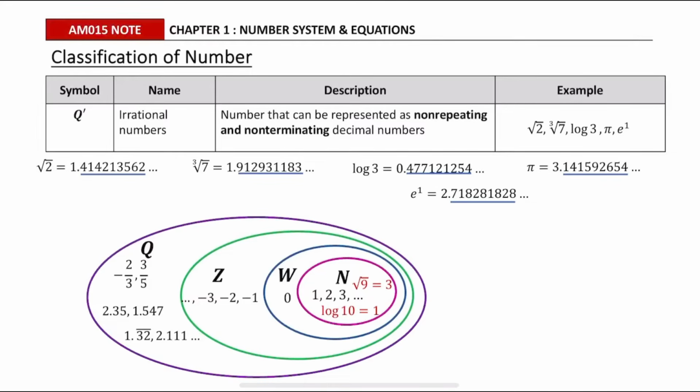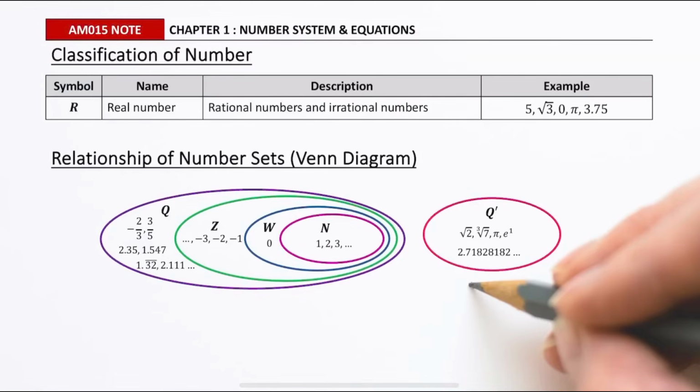Rational numbers and irrational numbers are mutually exclusive, which means they have no intersection between each other, and you can see it clearly from the diagram. The set of rational numbers and the set of irrational numbers form the set of real numbers. This means that the set of real numbers is a larger set consisting of the rational numbers and irrational numbers.